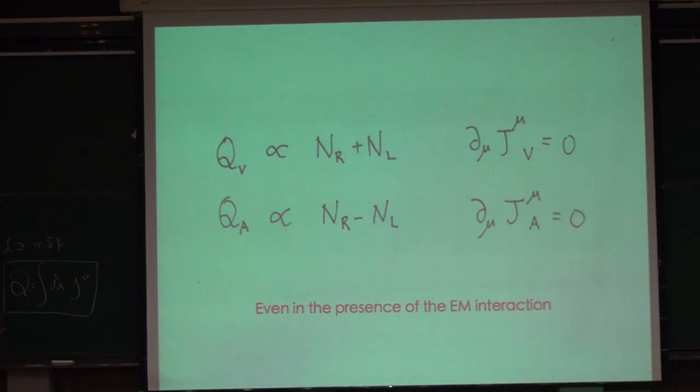And if you look at the spatial integral of the time component of the vector current and axial vector current separately, and call them QV and QA, QV will be proportional to the number of right-handed fermions plus the number of left-handed fermions, and QA will be the number of right-handed fermions minus the number of left-handed fermions. So we expect that these two quantities are conserved, that is, independent of time, even in the presence of interactions, for example, EM interactions.